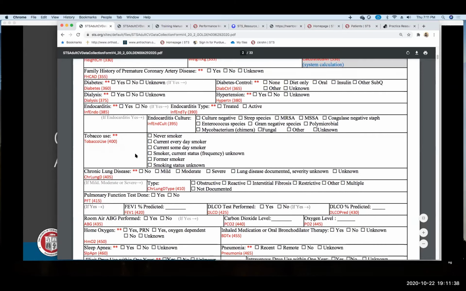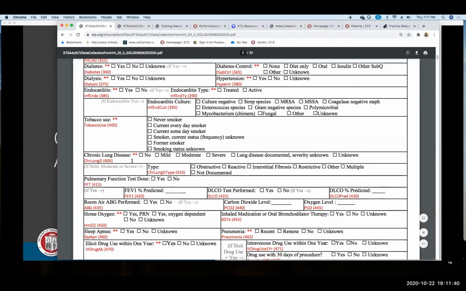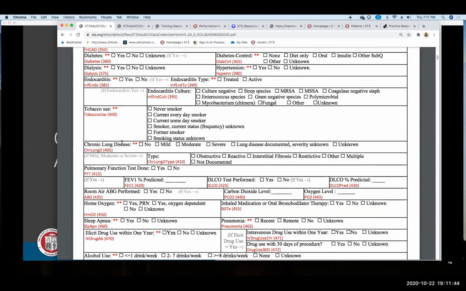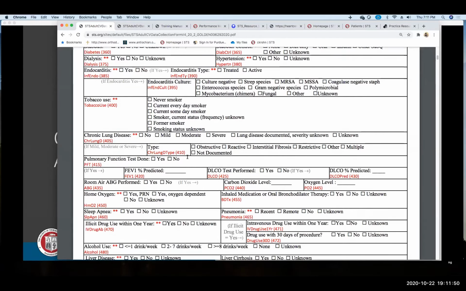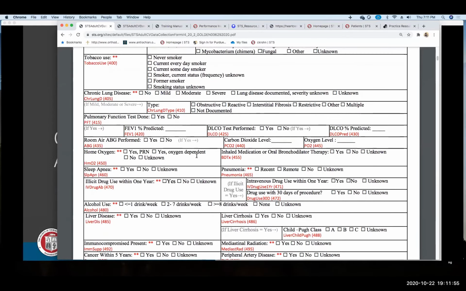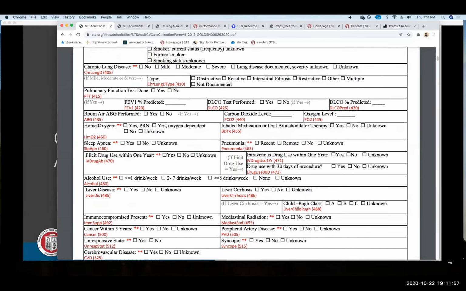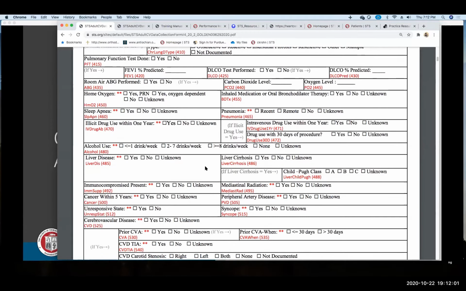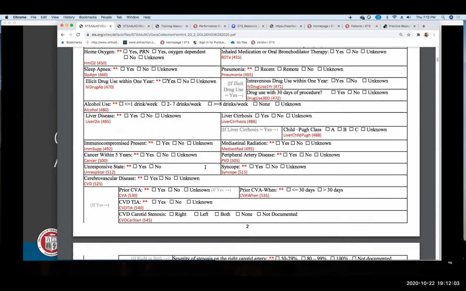Endocarditis, and then our tobacco use. Chronic lung disease, we are looking at those definitions a little bit further and how the diagnosis for chronic lung disease has evolved in the past few years. So we are actively redoing that. And then other things related to pneumonia, drug use, alcohol use, your liver disease patients, cancer.